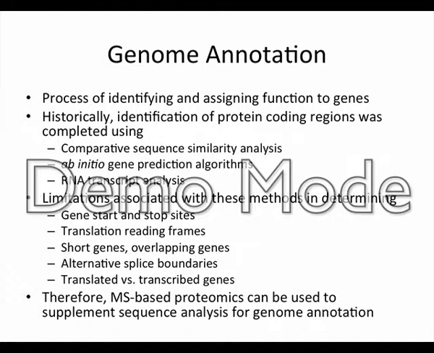And there are, of course, limitations with all of these methods. A lot of them have issues finding gene start and stop sites, the reading frames, identifying short genes and overlapping genes, and then, of course, alternative splice boundaries. And with RNA transcript analysis, just because it's transcribed doesn't mean it's translated. So that's another big issue when it comes to using these for genome annotation. So MS-based proteomics can really be used to supplement the sequence analysis for genome annotation.